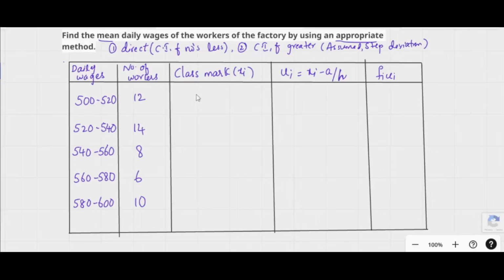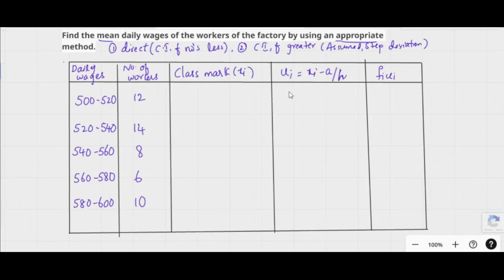If you see in the question the class intervals and the frequencies with smaller numbers, go with the direct method. But if you see the class intervals and the frequencies with greater numbers, always choose step deviation or assumed mean. Assumed mean will be more simplified and step deviation will be even more simplified, so it will be very easy for you to calculate the problem.